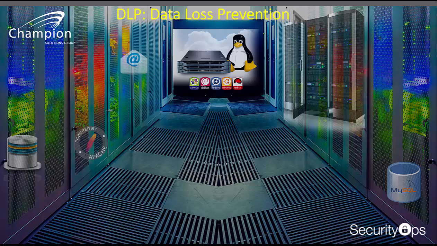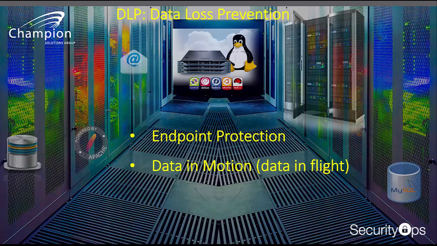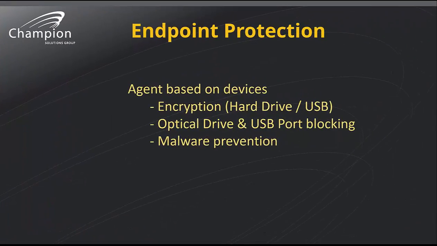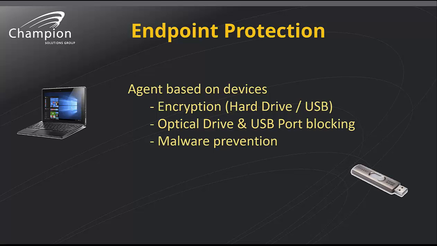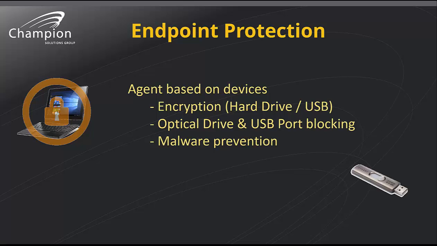When we talk about DLP, we're usually looking at three main areas. That's going to be endpoint protection, data in motion, or data in flight, and of course, data at rest. So let's take a look at how this works in a DLP solution. Data protection, of course, is usually agent-based. This is on your devices, your user devices, where we try to lock down those devices. That could include encryption of the hard drive or removable media, optical drive and USB port blocking, so people can't plug in USB devices to copy data, and even adding malware prevention to these. That usually is a broad scope of endpoint protection.